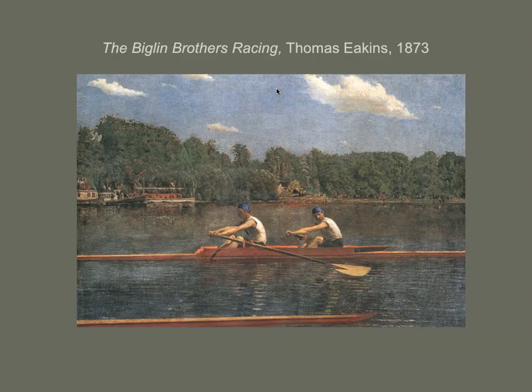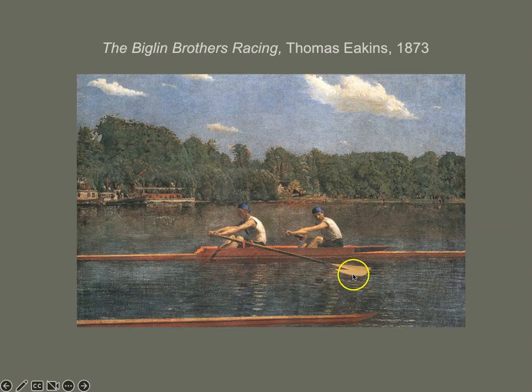And that is in contrast with this one. This is the Biglin Brothers Racing by Thomas Eakins from 1873. And in this painting, we can see a lot of horizontals. For example, the boat that they're in, the separation between land and water back here, and even the tree line is somewhat horizontal. All of these are horizontal, and you can even see the lines in the water are horizontals.